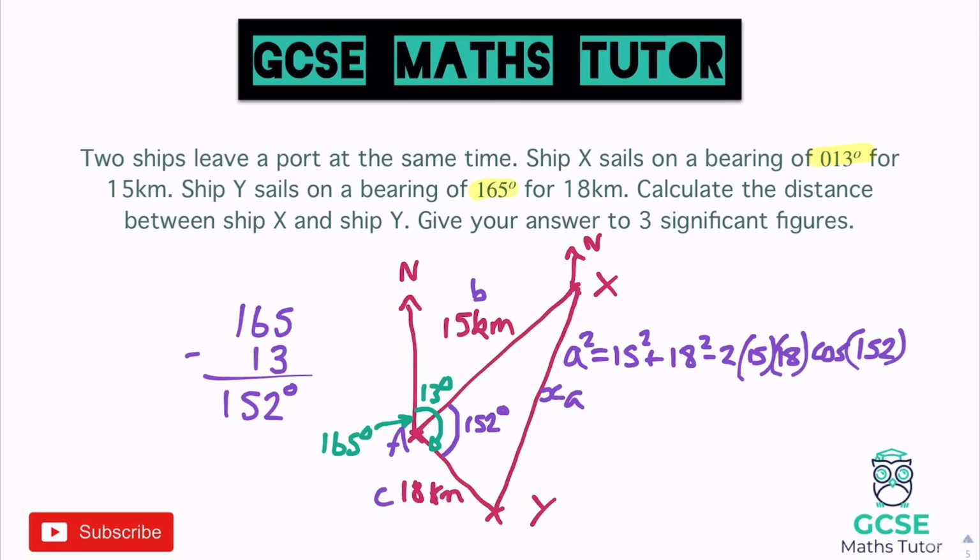There we go. Stick all that in the calculator. Let's see what we get. 15 squared plus 18 squared. I always forget to press buttons. There we go. 15 squared plus 18 squared minus 2 times 15 times 18 cos 152.